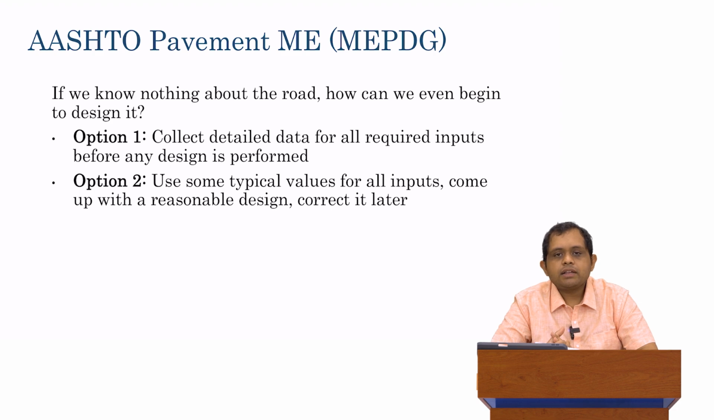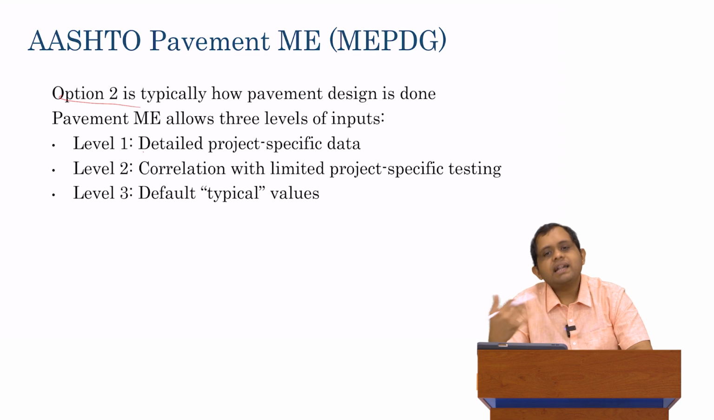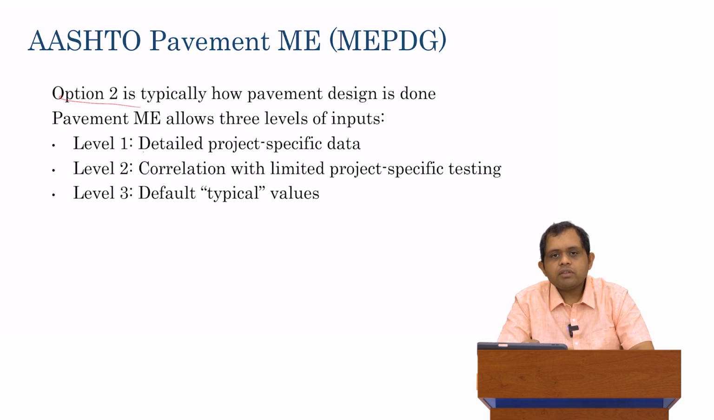That's an option. The other option is, let's assume some typical values. Of course, those typical values have to be related to a reasonable design. So we come up with some reasonable typical values and come up with a design. We can update the values later, but we start with some reasonable assumptions. These reasonable assumptions of typical values are a very important factor in mechanistic empirical design. So typically option 2 is what's used. When coming up with designs, we don't do a lot of detailed calculations in the beginning. We come up with a number of assumptions. We correct the assumptions on the way. So Pavement ME follows a similar philosophy where you have 3 levels of design.